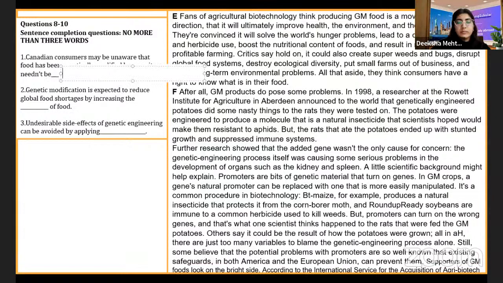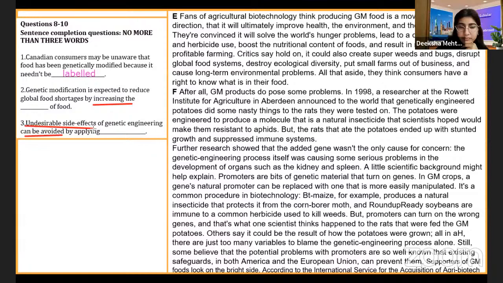Okay, great. Second answer, everybody's found. Third answer, yes, it's a little tricky. If you can't find it, it's okay. Make a guess. Very good. Second answer, yes, you found it. Third answer now. Have you found undesirable side effects? So yes, try to find the synonym of the word undesirable side effect.